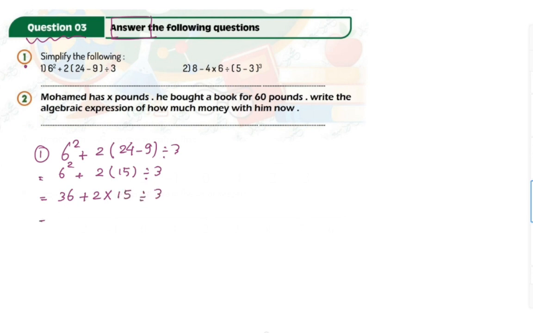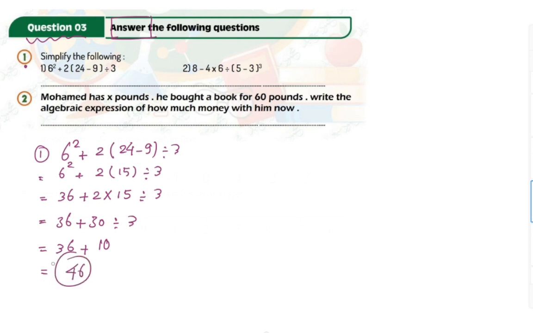Now we have addition, multiplication, and division. Start with multiplication and division from left to right. So from left to right, I have the multiplication first. 2 by 15 equals 30, divided by 3. Now finish the division operation. 36 plus 30 divided by 3. What? 10. Why? 10 by 3 equals 30. Now you have 36 plus 10.